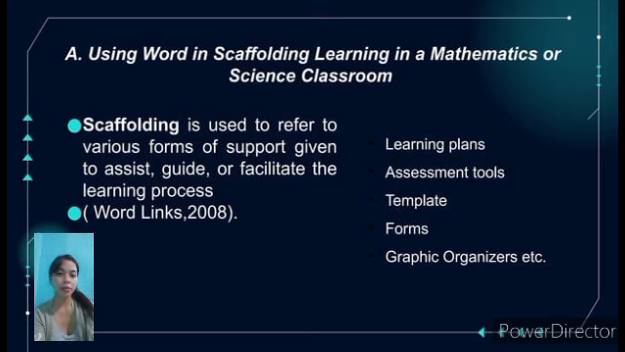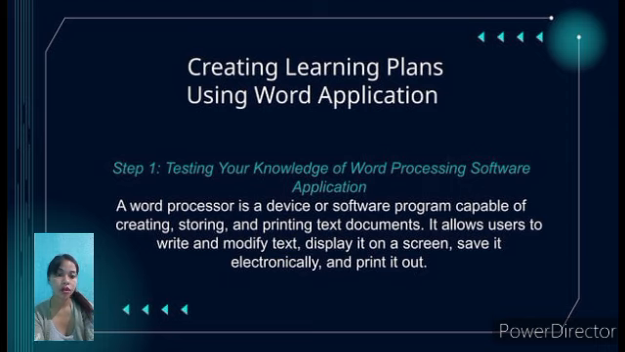So in creating our learning plans, class, using the Word application, we should follow steps. Step 1, testing your knowledge of word processing software applications. A word processor is a device or software program capable of creating, storing, and printing documents. It allows users to write and modify text, display it on a screen, save it electronically, and print it out. In testing your knowledge of word processing software applications, class, it will help you plan, organize, share, implement, and enhance your own learning plans in teaching your mathematics or science courses.